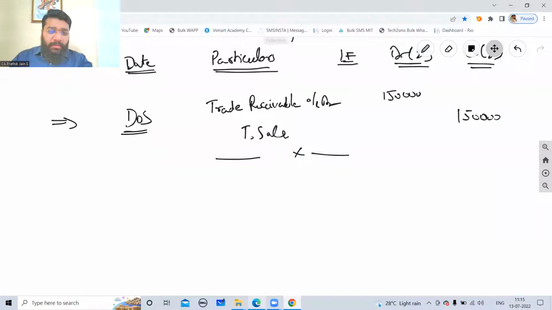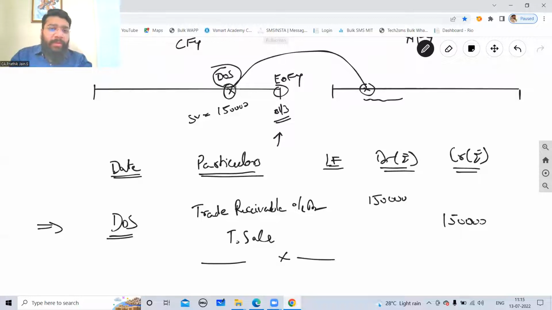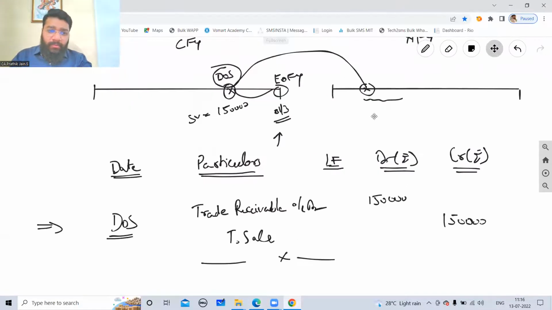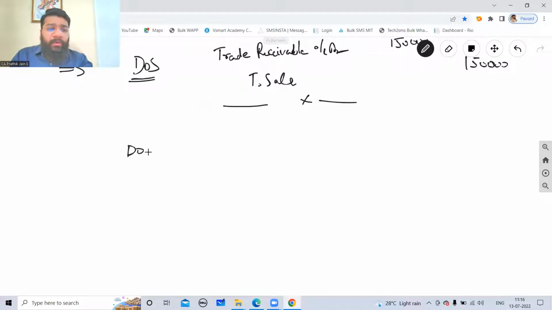Now, guys, the transaction has taken place somewhere here. Till the end of the year, there is no confirmation. So as on the end of the year, what will we do? Have they told whether the books are closed on 31st of March or 31st of December? Nothing is mentioned. So on the date of closing books, what entry will you pass?